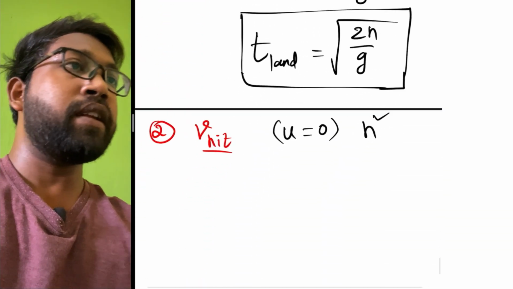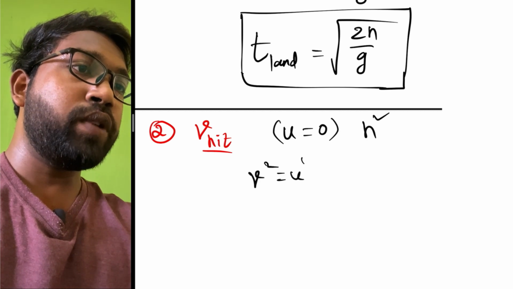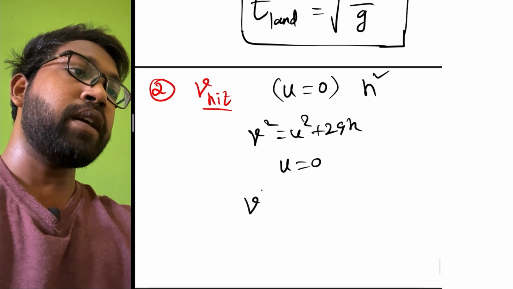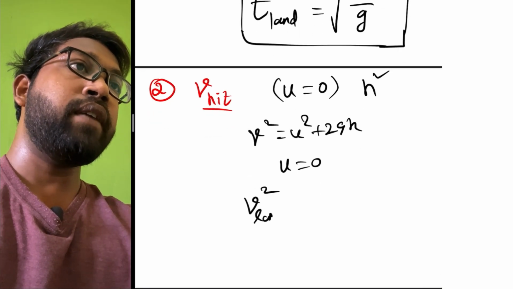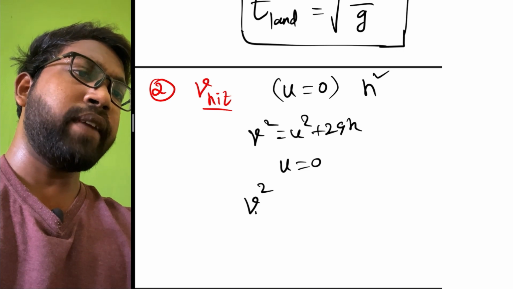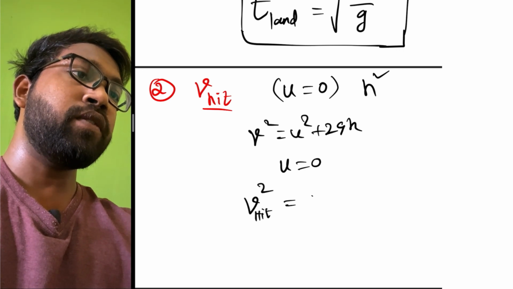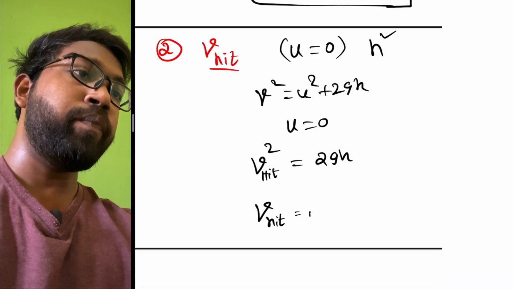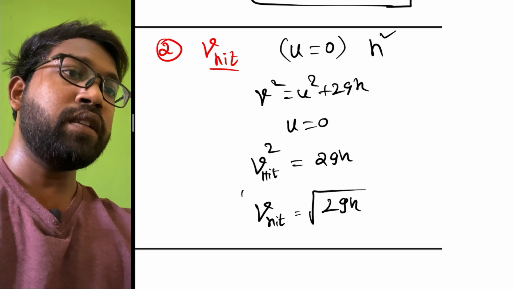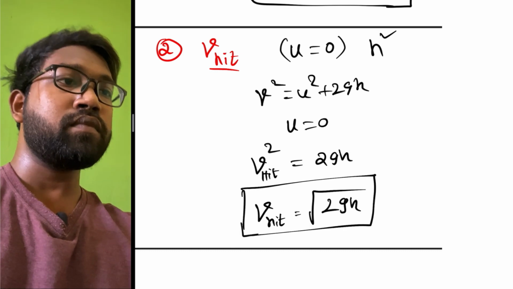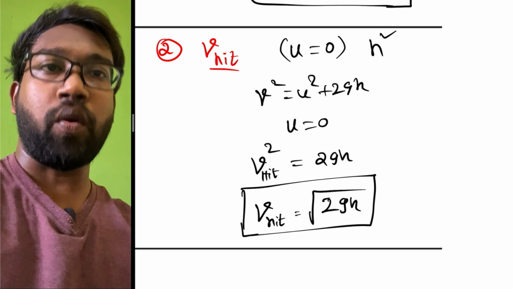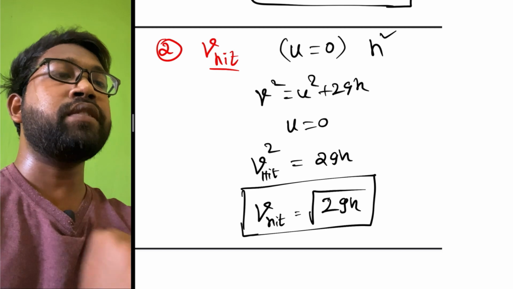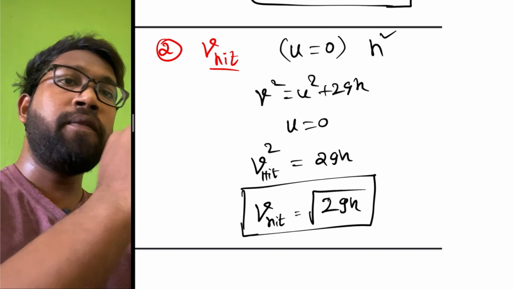So let me take that equation again: v square equals u square plus 2gh. In this equation the initial velocity is 0, so the equation becomes v hit square equals 2gh. This is our landing velocity or hitting velocity. So v hit equals the square root of 2gh. This is our equation for finding the velocity when the ball hits the ground. It's that simple. With the help of these equations we can solve any question from this model.